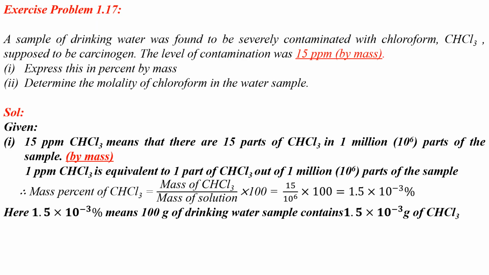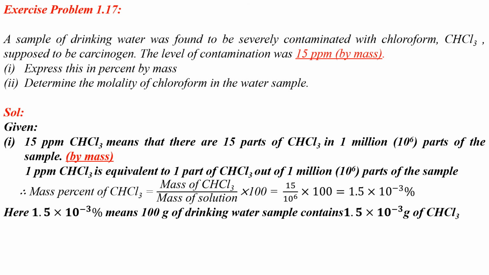Exercise problem 1.17. This is a totally different problem. A sample of drinking water was found to be severely contaminated with chloroform, CHCl3, supposed to be a carcinogen. The level of contamination was 15 parts per million by mass. Express this in % by mass and determine the molality of chloroform in the water sample. So let's deal with the first question asked.